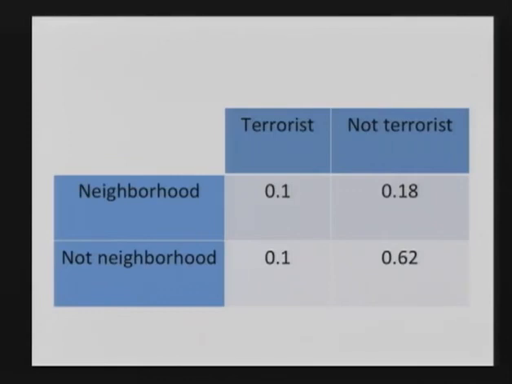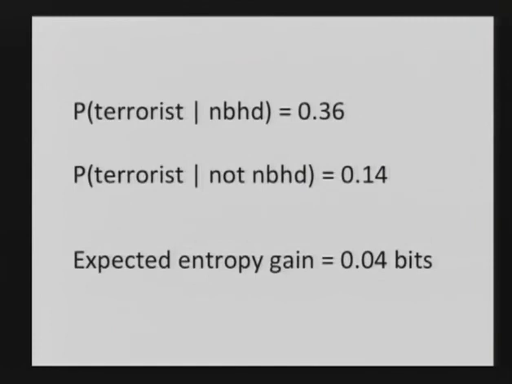Now we can ask what an analyst really wants to know, which is this: what's the probability that Bob is a terrorist if he is in the neighborhood of a known bad guy? And the answer is 36%. We started with 20% probability, and we can boost that to 36% if Bob is in the neighborhood. On the other hand, if Bob is not in the neighborhood of the terrorist, our probability estimate that Bob is really a terrorist goes down to 14%. And if you want to analyze how much information we gain using an entropy measure, you gain about 0.04 bits of entropy in expectation here.